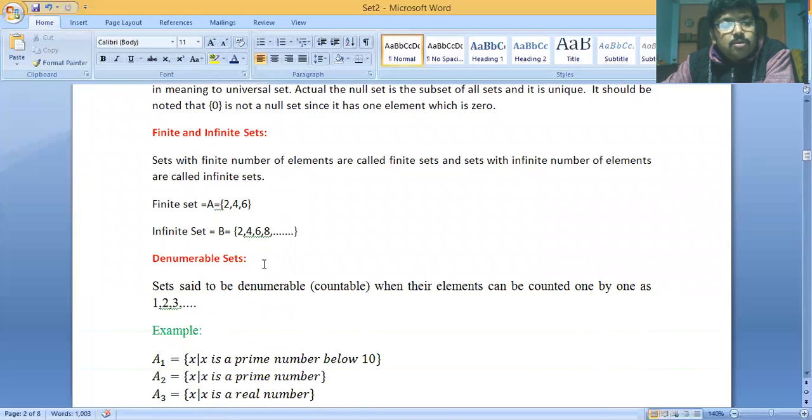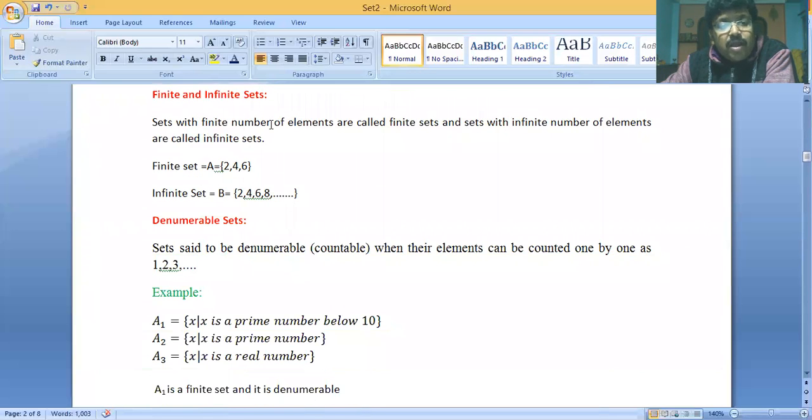Now, finite and infinite sets. Sets with a finite number of elements are called finite sets, and sets with an infinite number of elements are called infinite sets. Look at this example. Finite set A is 2, 4, 6. It has 3 elements, so it is a finite set. But look at the set B: 2, 4, 6, 8, and so on, infinite. So it is an infinite set.